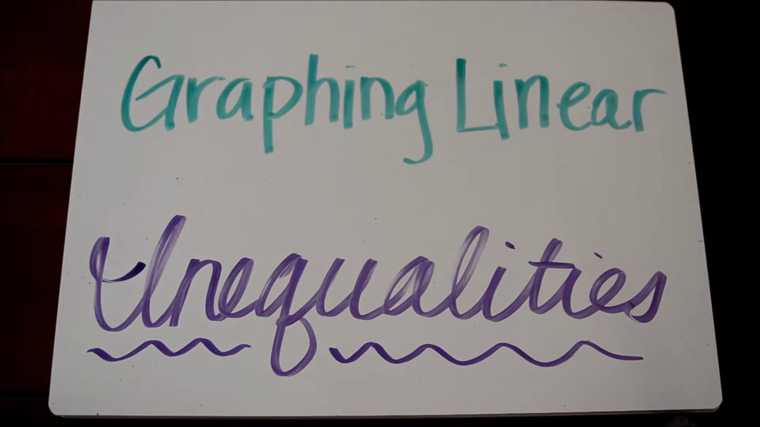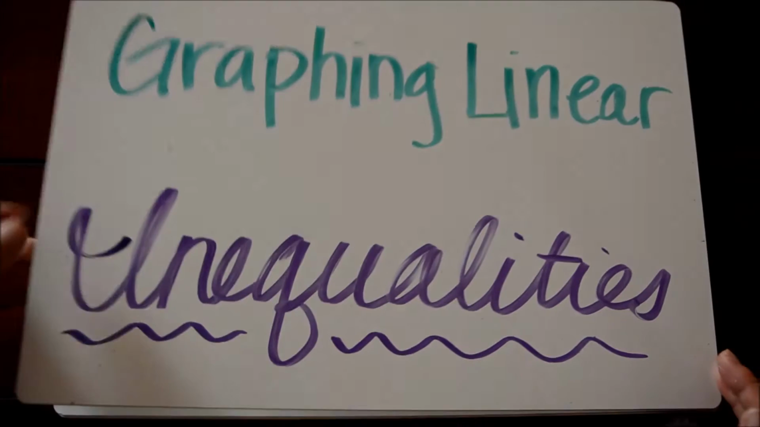Today our lesson is on graphing linear inequalities, which is very similar to graphing equations, except you could have a dotted versus a solid line, and you'll also have a shaded region. Let's take a look at our first example.